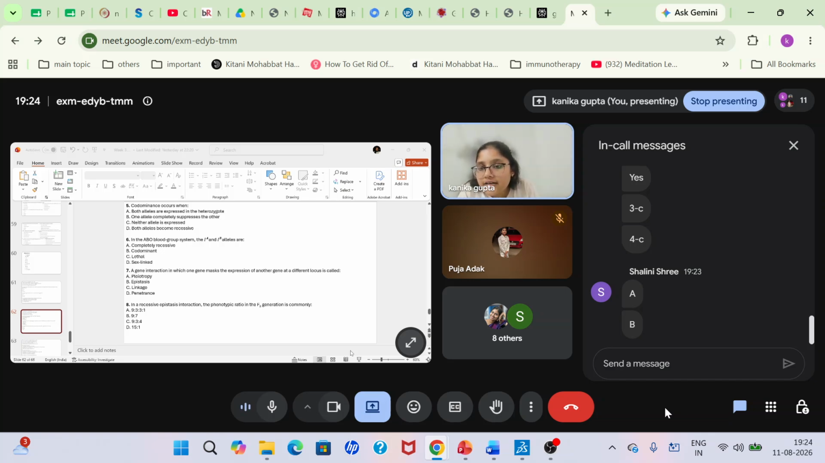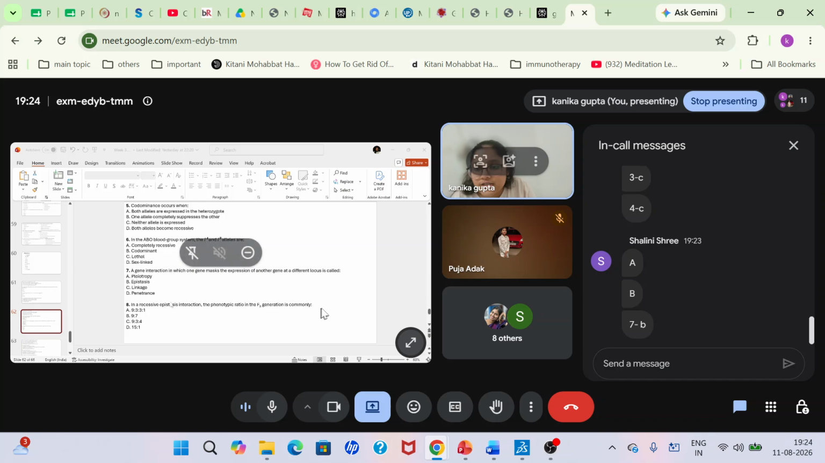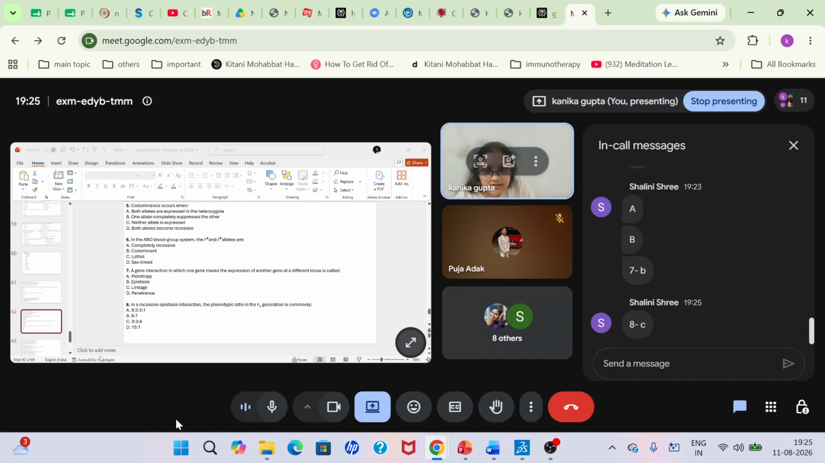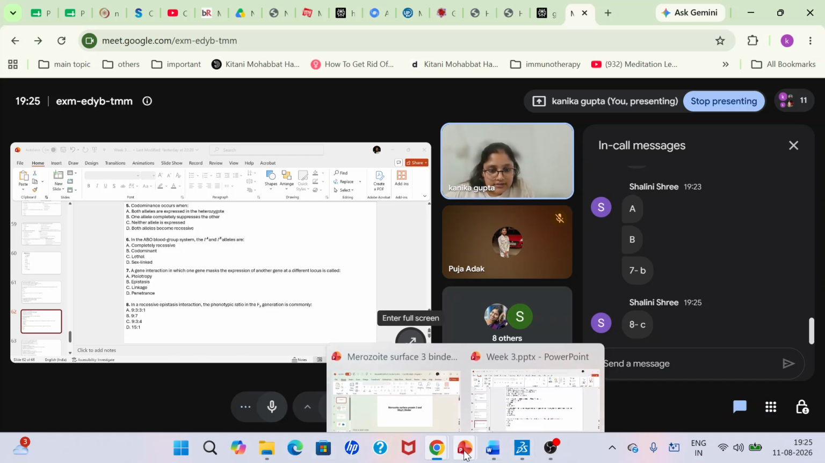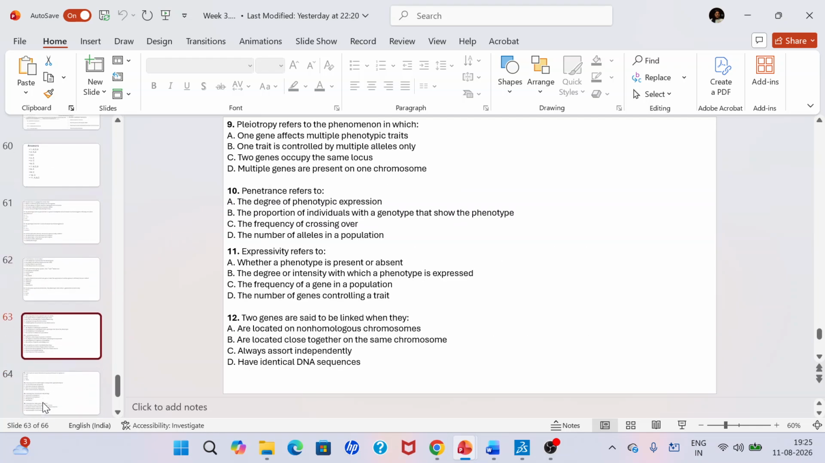A gene interaction in which one gene masks the expression of another gene at a different locus is called. Epistasis. Right, it is epistasis. In a recessive epistasis interaction, the phenotypic ratio in the F2 generation is commonly. Although I haven't taught this today, if you guys know the answer. Yes, it is 9 is to 3 is to 4. If someone doesn't know that, then that's okay because I haven't taught this to you today.